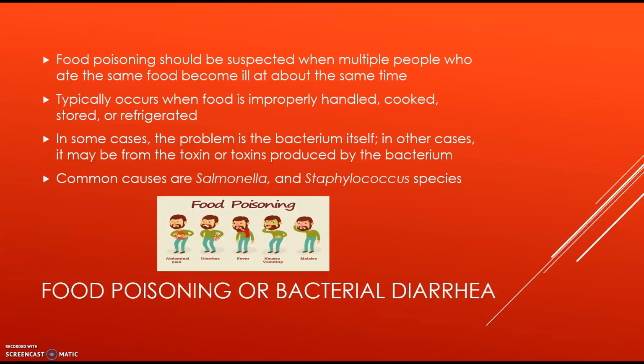Food poisoning is something else that's a disorder of the GI tract. It should be suspected when there are multiple people who ate the same food who became ill at about the same time. You could also have people who ate the same food who don't get ill at the same time. My mother and father both ate contaminated chicken. My mother got very ill from food poisoning. My father didn't get anything.